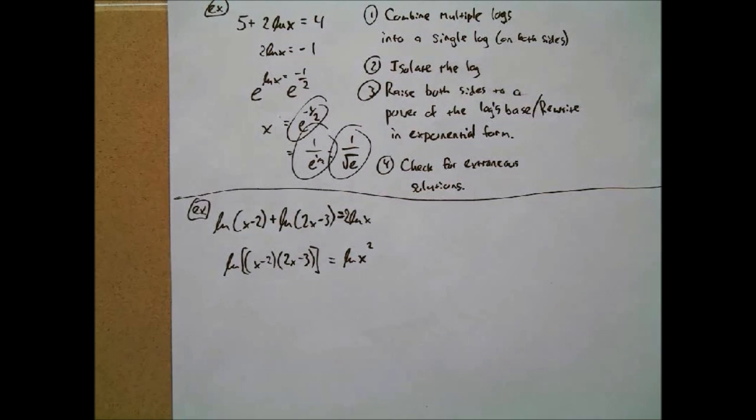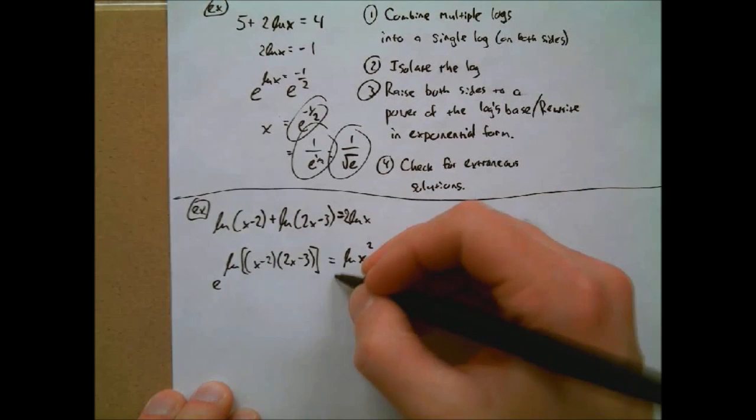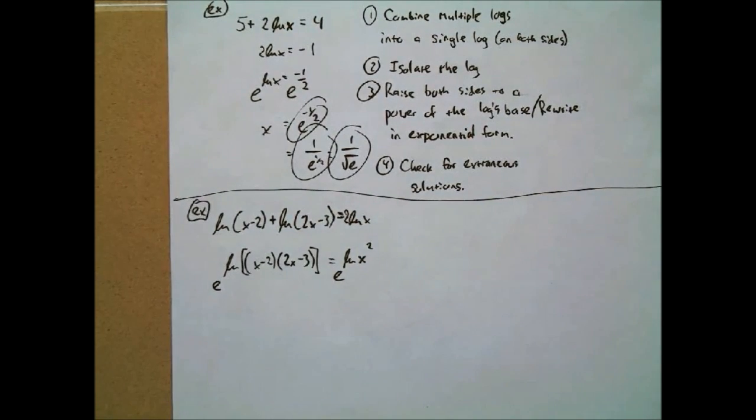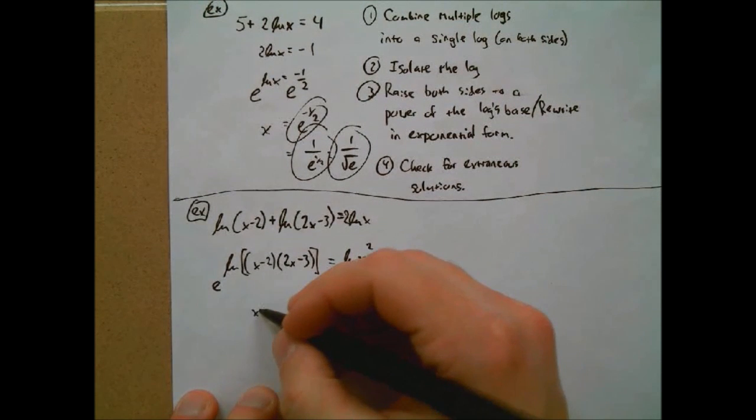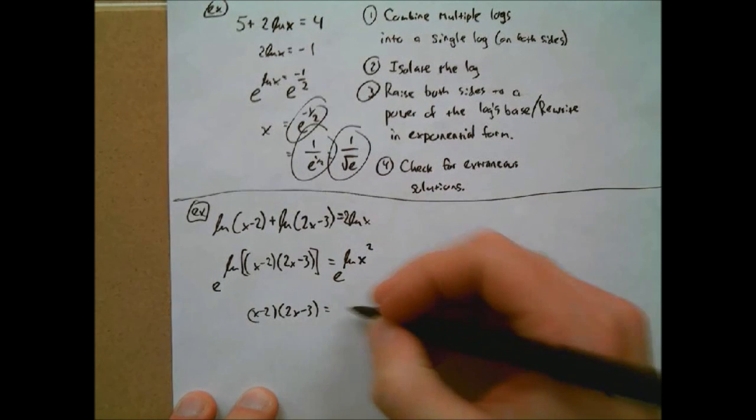So now we have a single logarithm on the left-hand side and a single logarithm on the right-hand side, and we can now eliminate those logarithms by using what base? E. So we'll do e to the natural log of that stuff on each side. We'll be left with just x minus 2 times 2x minus 3 equals x squared.